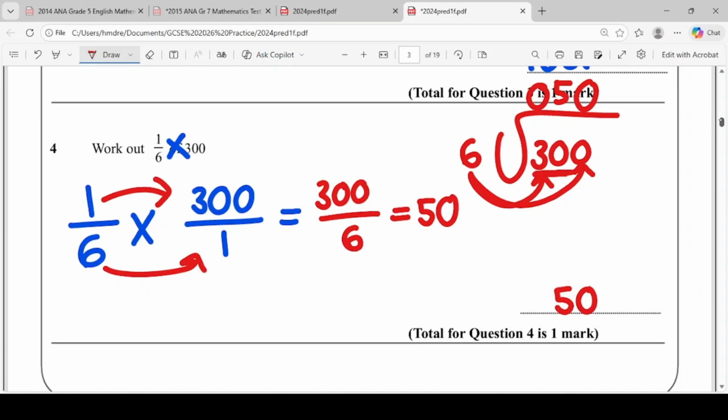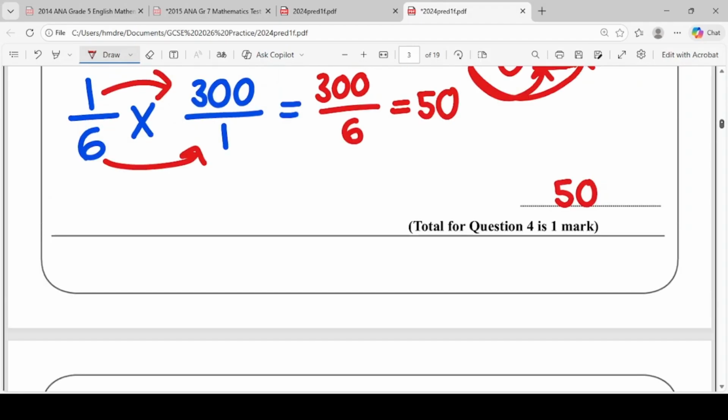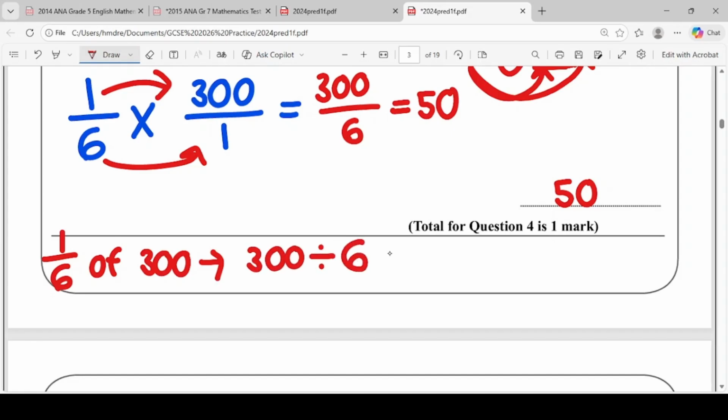I'll show you another way of doing it if I've got some space here. The other way is if they ask you 1/6 of 300, you can always rewrite this as 300 divided by the bottom number, so divided by 6, times by the top number. And you'll see 300 divided by 6 is 50, 50 times 1 is 50. So either method there that works for you.